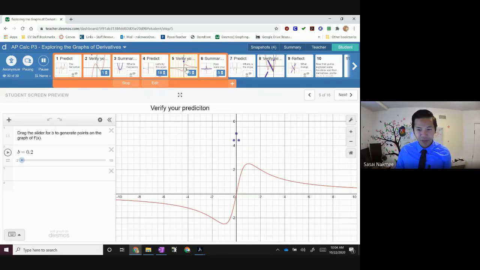Let's go ahead and move on and verify your answer. Take a look at this function. Let's play it out.